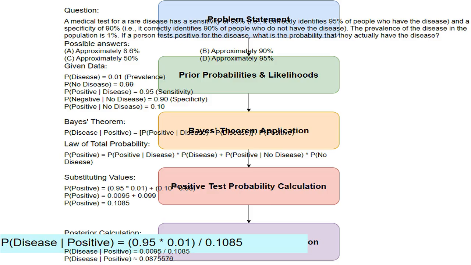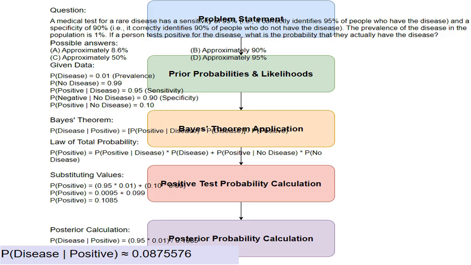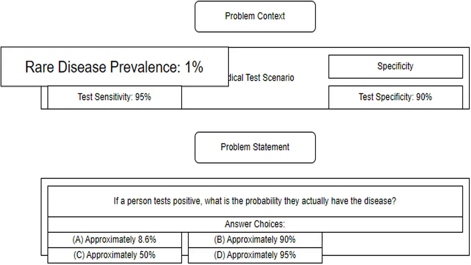Now, it's time to calculate the posterior probability, which is the probability of actually having the disease, given a positive test result. That is, P(disease|positive). Using Bayes' theorem and substituting the values from earlier steps, P(disease|positive) is obtained by multiplying 0.95 and 0.01, and then dividing by 0.1085. From the Bayes' theorem calculation, the probability of actually having the disease, given a positive test, P(disease|positive), is approximately 0.0875576.